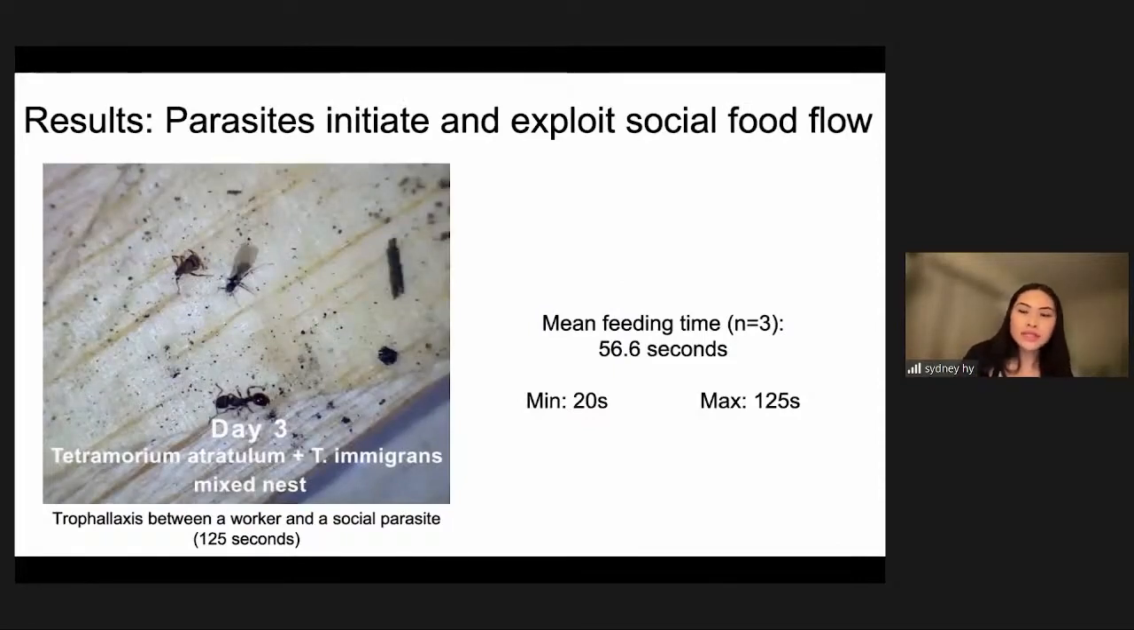Over the course of a 6-day observation of a female parasite queen with 10 host workers, I observed 3 instances of trophallaxis between the parasite and the host worker. Here's a short clip showing the process of initiating and eliciting trophallaxis.